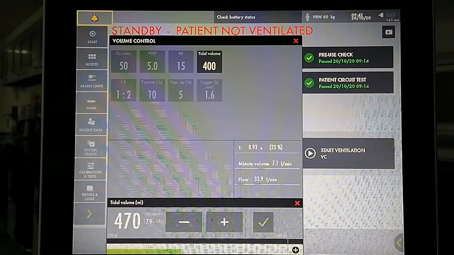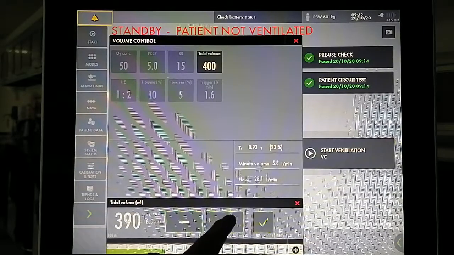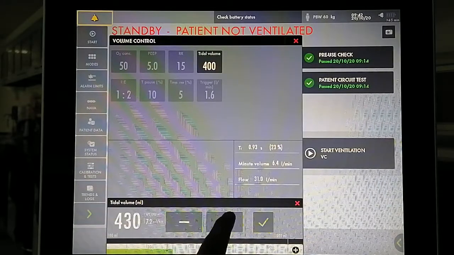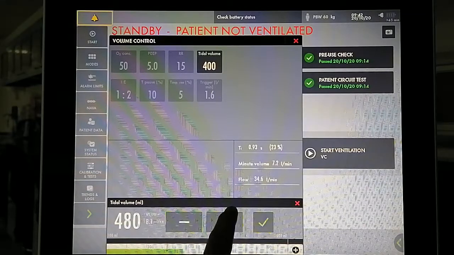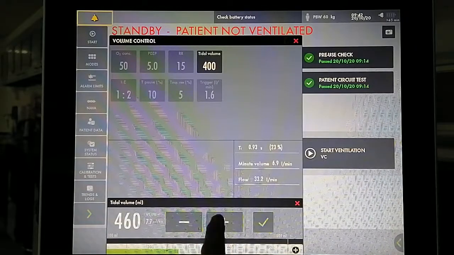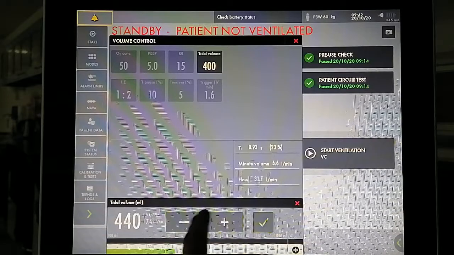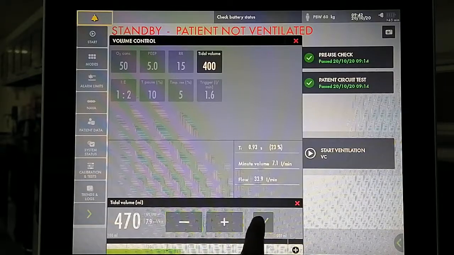We can press check or accept. But as you can see, when you manipulate the tidal volume, your minute volume and flow are changing. Basically, an increase in tidal volume leads to an increase in both flow and minute volume. A decrease in tidal volume leads to a decrease in flow and a decrease in minute volume. Okay, so let's say we target 7.9 ml per kg.